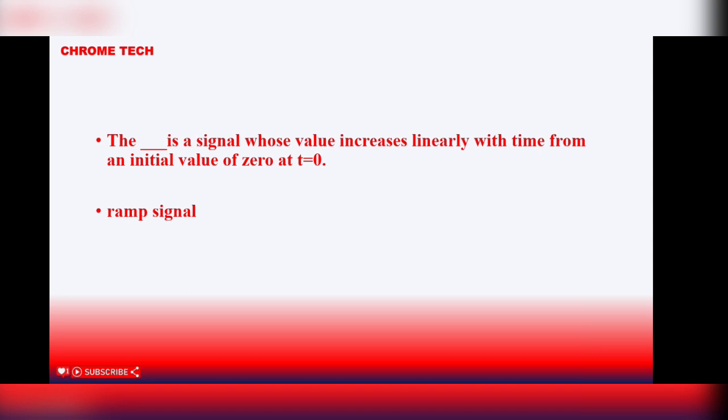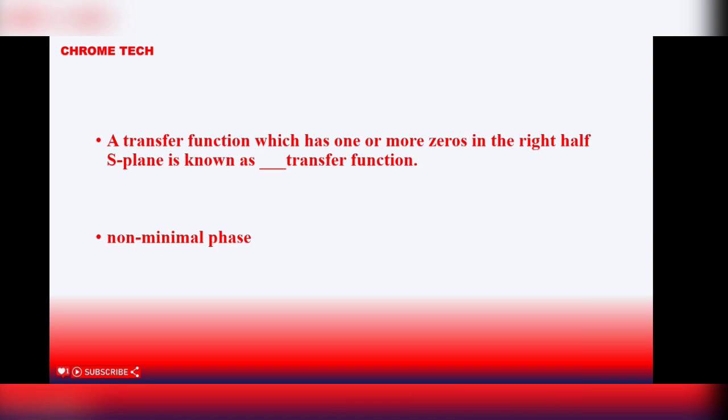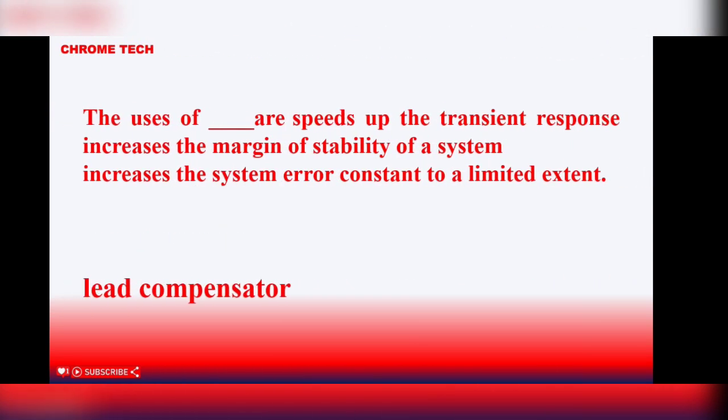Next question. The dash is a signal whose value increases linearly with time from initial value of 0 at t equal to 0. Ramp signal. A transfer function which has one or more zeros in the right half of the S plane is known as dash transfer function. Non-minimum phase transfer function. The use of dash is to speed up the transient response, increase the margin of stability of a system, and increase the speed error constant to a limited extent. Lead compensator is the correct answer.